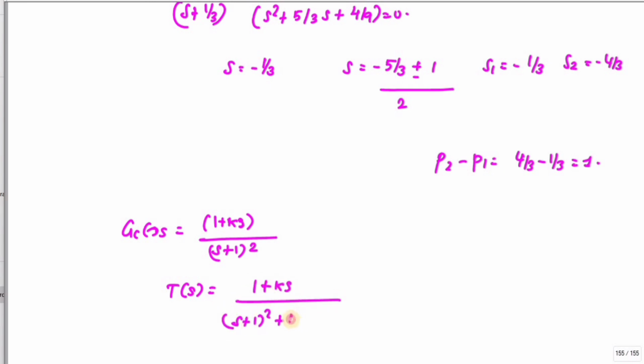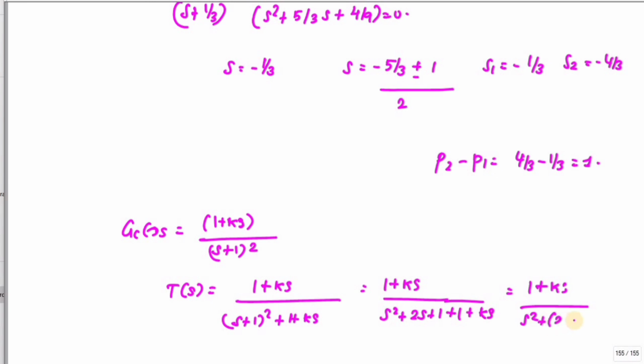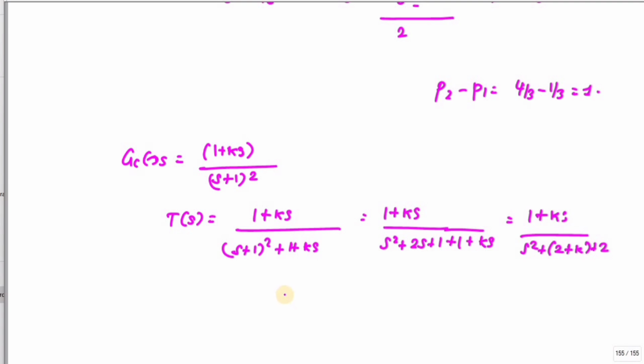So the next question is to find the T of S. I'm going to substitute GC into G of S divided by 1 plus GC G of S. So that is nothing but 1 plus ks divided by (s plus 1) the whole square plus 1 plus ks. So on solving, I will get 1 plus ks divided by s square plus 2s plus 1 plus 1 plus ks. So I will get 1 plus ks divided by s square plus (2 plus k) into s plus 2.